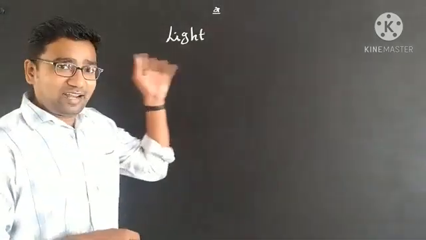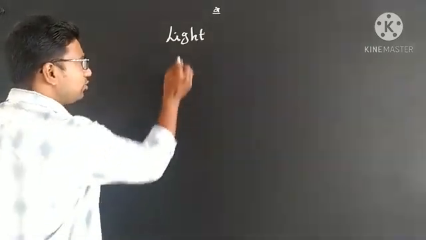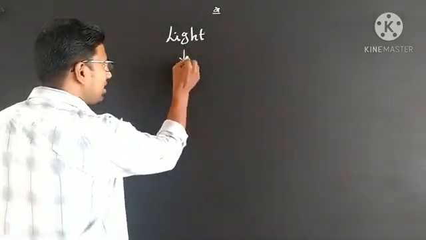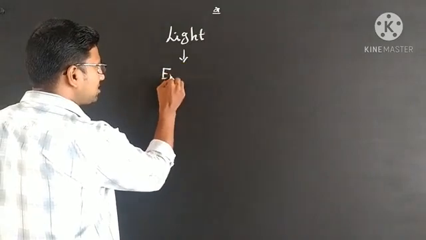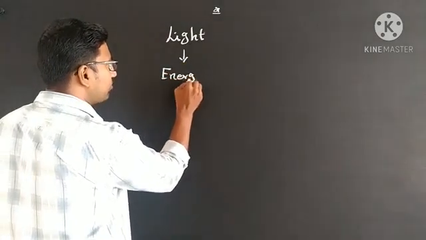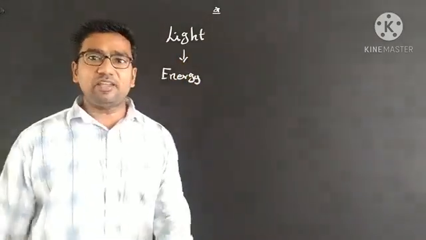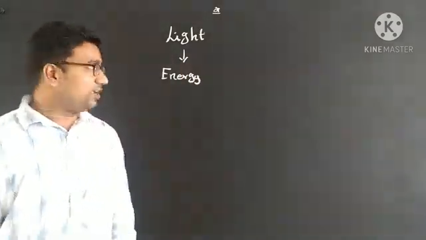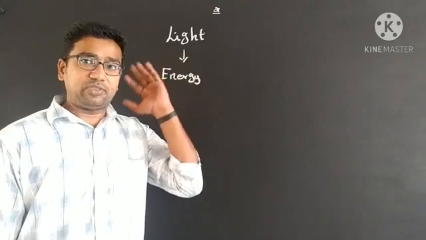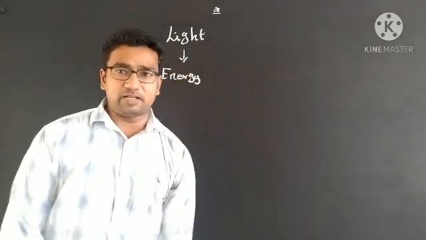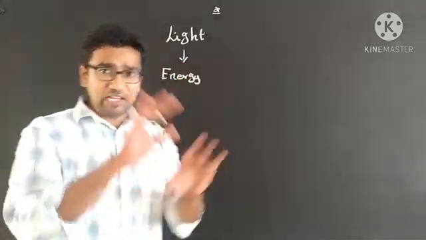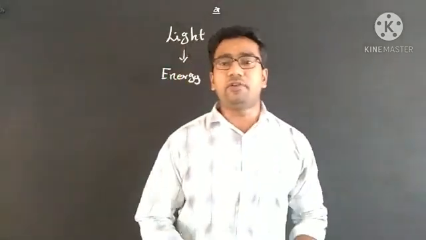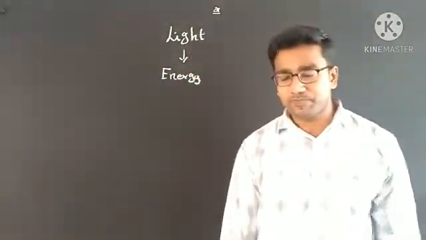Light is a form of energy, so it consists of energy alone. It doesn't have any tiny amount of mass. That's why it travels at the speed of 3 × 10^8 meters per second. These are all things we know very well from the basics, from the lower standards.